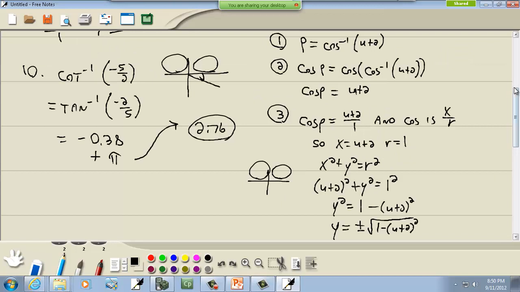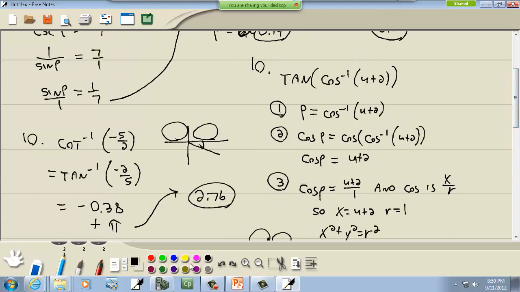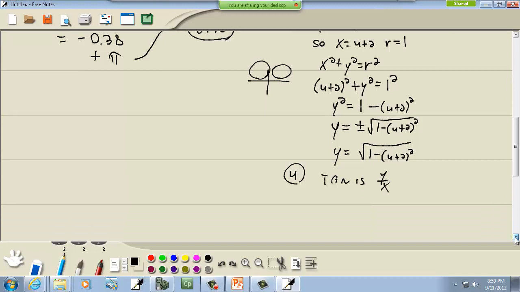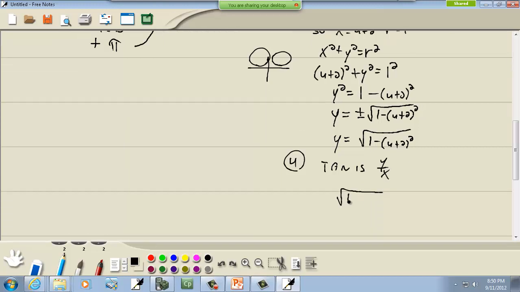Okay. Now remember step 4 was then to find the outer trig function, which is tangent. Tangent is y over x. And y we said was a square root of 1 minus u plus 2 squared. And x was, what was x? X was u plus 2. So that would be our answer.